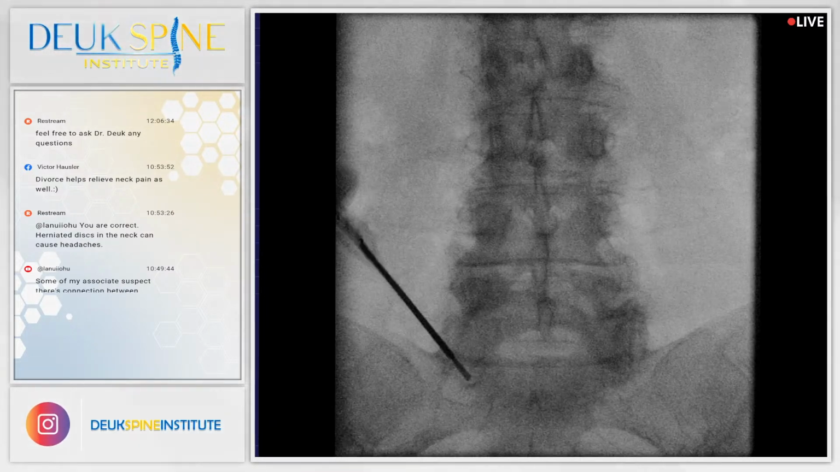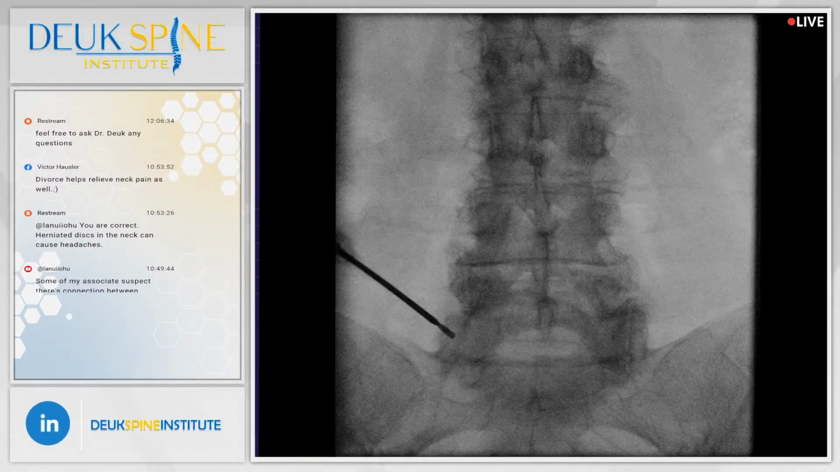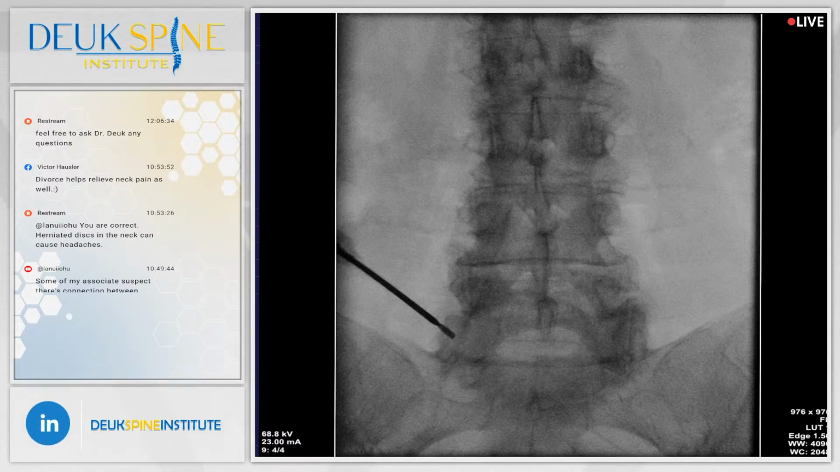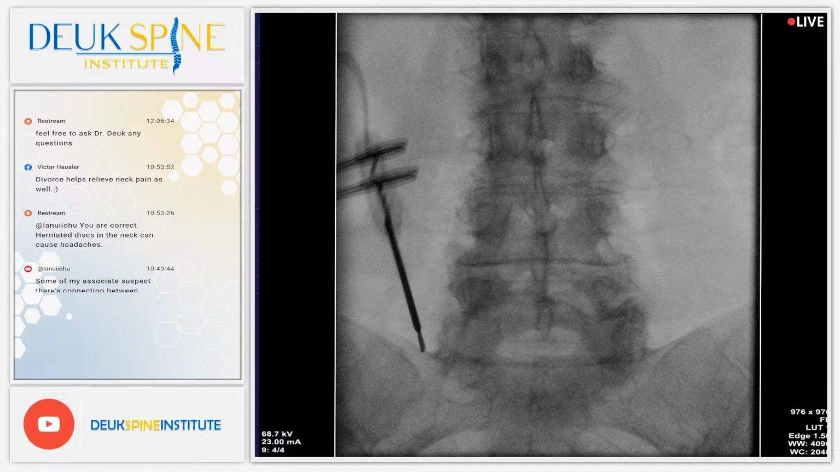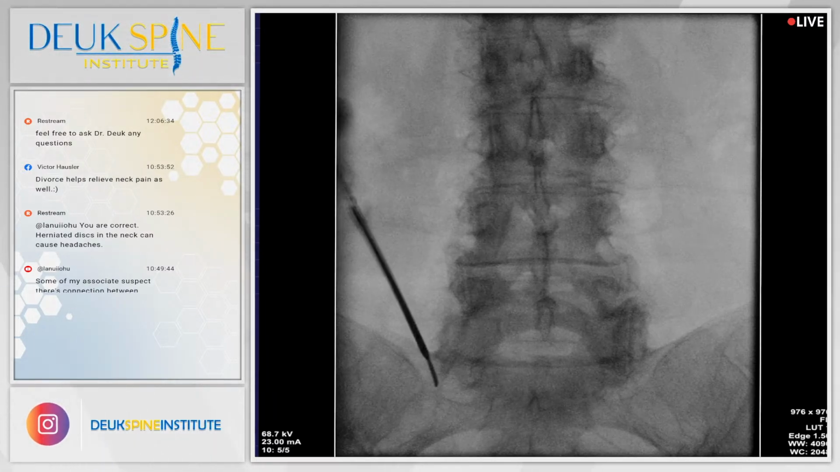Shot. A little bit too low. Shot. You have to be in exactly the right spot or the procedure doesn't work. Shot. It's getting better. This particular pain nerve right here is pretty deep down. Shot. Any questions from the audience? No questions. Shot.